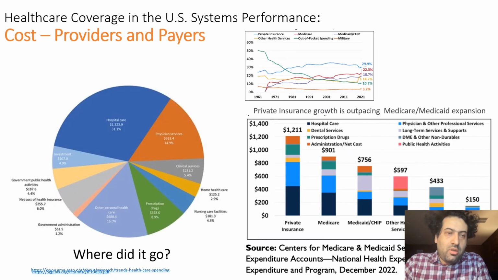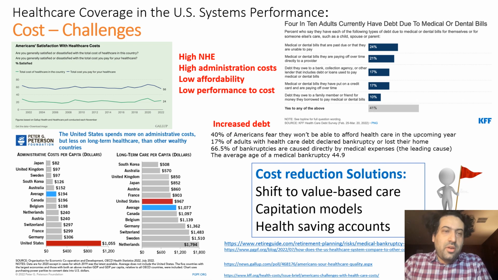The lion's share of healthcare expenditure goes to hospitals, followed by physician services. Private insurances, outpacing Medicare and Medicaid expansion, pay for most of the costs. High cost of healthcare and its administration, along with low affordability and performance, are causing challenges. Medical debts are the leading cause of bankruptcy in the United States.